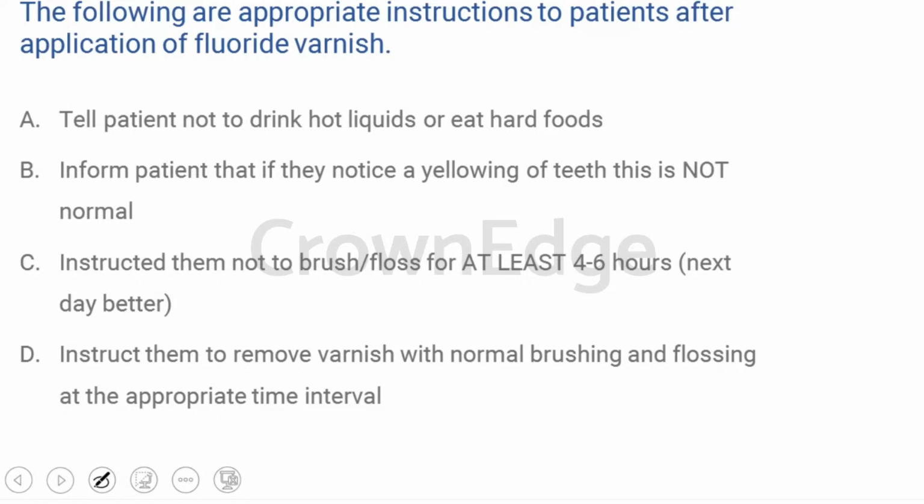And D, instruct them to remove the varnish with normal brushing and flossing. No, you ask them not to brush and floss, in fact. So that is option C, because the longer the varnish is present on the tooth, the better is its anti-cariogenic action. Okay. So that is why varnishes are applied, and the patient is asked not to rinse their mouth, not to brush or floss for that day, and preferably eat foods that do not have any additive colors in them, because they tend to take up the color on the tooth surface. Okay, so your pick for this particular question is going to be option C.